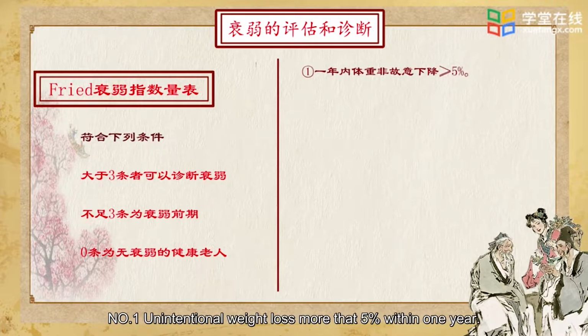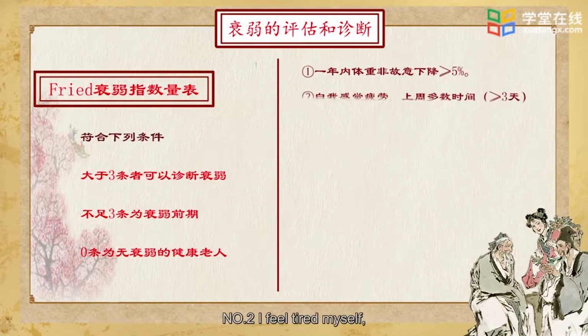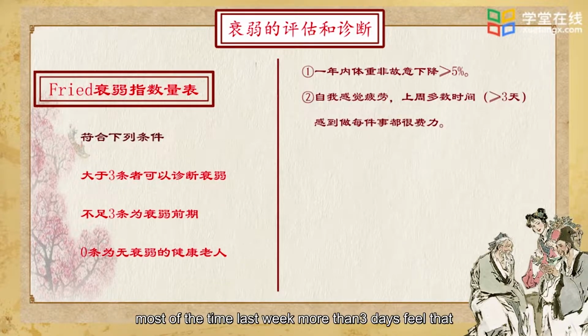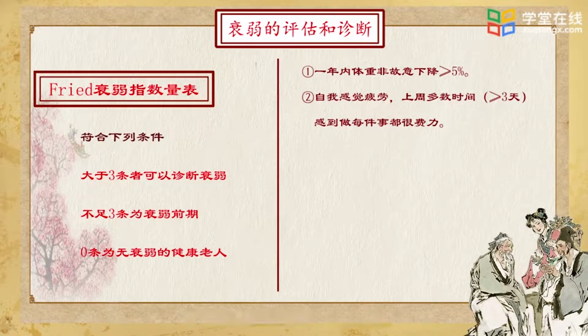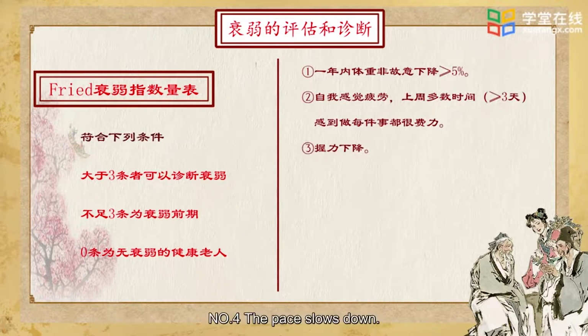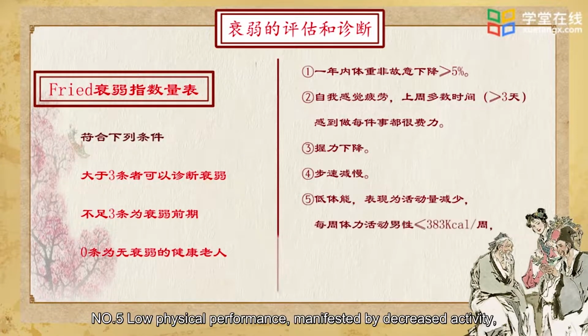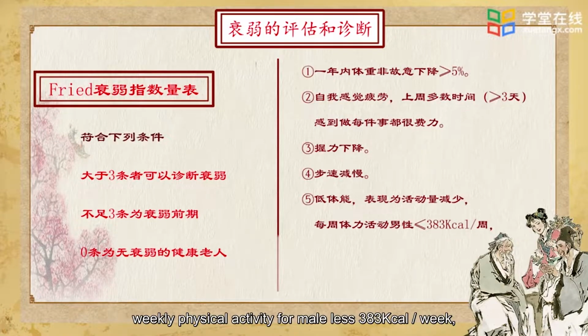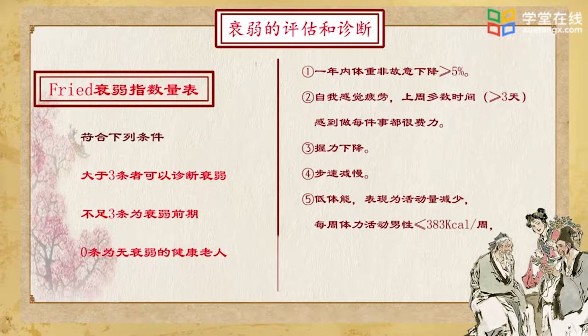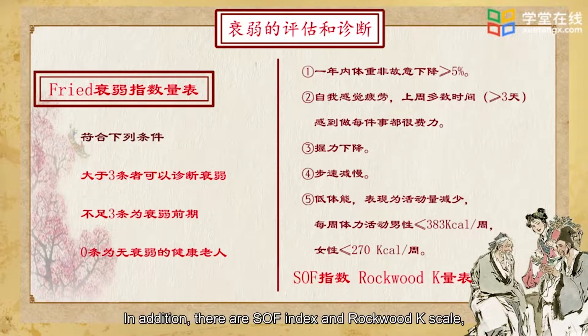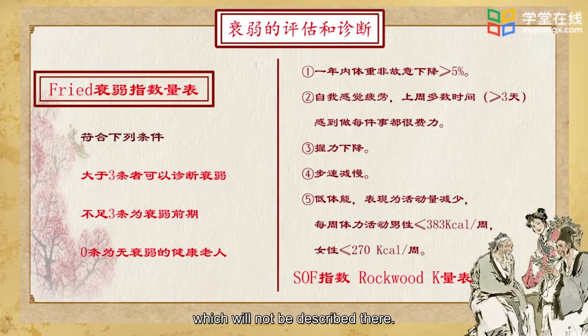Number 1. Unintentional weight loss of more than 5% within 1 year. Number 2. Feeling tired most of the time last week, more than 3 days, feeling that it is very laborious to do everything. Number 3. Grip strength drops. Number 4. The pace slows down. Number 5. Low physical performance manifested by decreased activity: weekly physical activity for males is less than 383 kilocalories per week, and for females is less than 217 kilocalories per week. Additionally, there are the SOF index and the Rockwood K scale, which will not be described here.